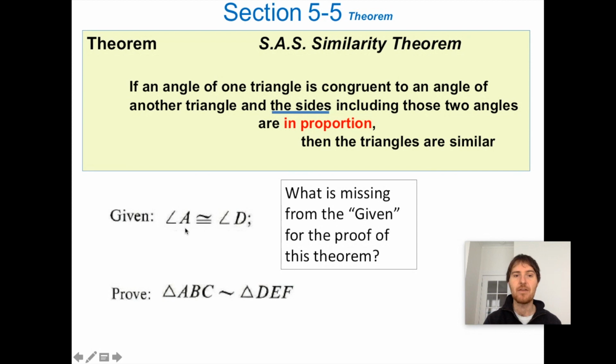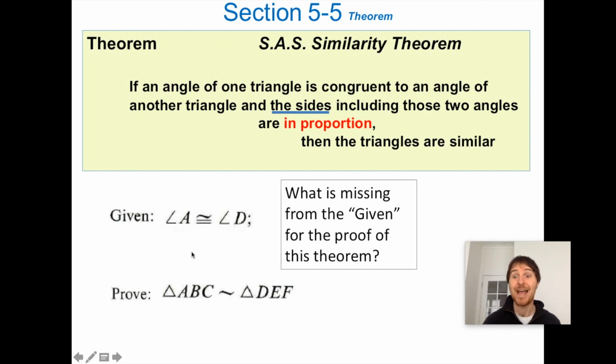So question, right? If I'm going to try to prove the SAS similarity theorem, I've got to have two angles in common. That's easy, right? SA: the angles are congruent. Sides are what? In proportion, okay? So what's given to me is angles being congruent and sides being in proportion. So what's the other thing that's going to be given to us here? Then we're going to deduce what follows from that, that the two triangles are similar, okay? What do I need here? What's my other premise here?